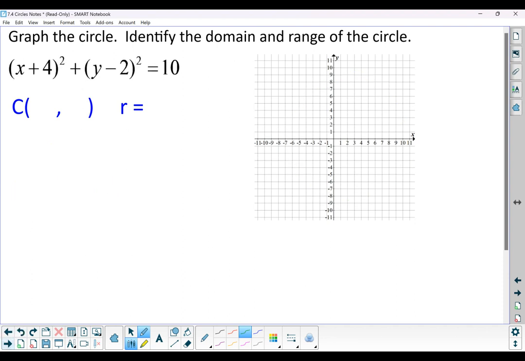Okay, this circle is the one that has kind of the weird radius. So first we want to identify the center. The center of this circle is at (−4, 2).